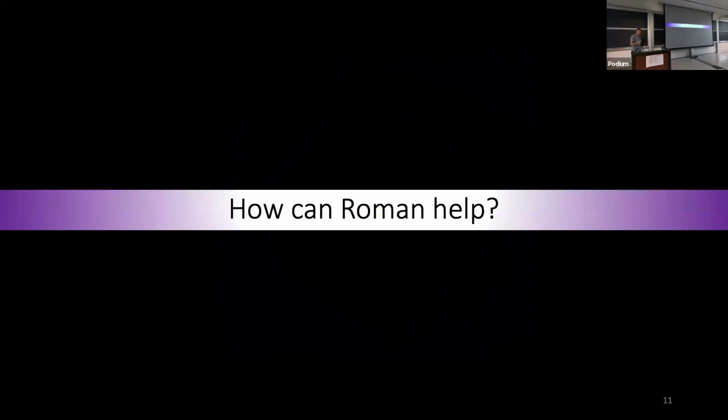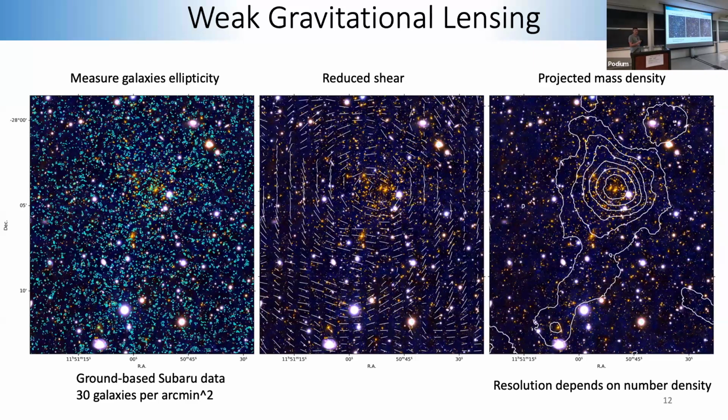So now I'd like to move on to show you how Roman will be very valuable for weak lensing studies of clusters. And to do that, I want to quickly go over how we do weak gravitational lensing studies. What we do is we measure the ellipticities of galaxies. This is a Subaru image, and I've just shown all the ellipticities of the galaxies I've measured. Then we spatially average the galaxy ellipticities across the image to get the reduced shear, as shown here. These are whiskers, as we call them, and they're the magnitude and direction of the average ellipticity of galaxies. And they tend to be tangential to massive structures, as you can see here in the core of this cluster.